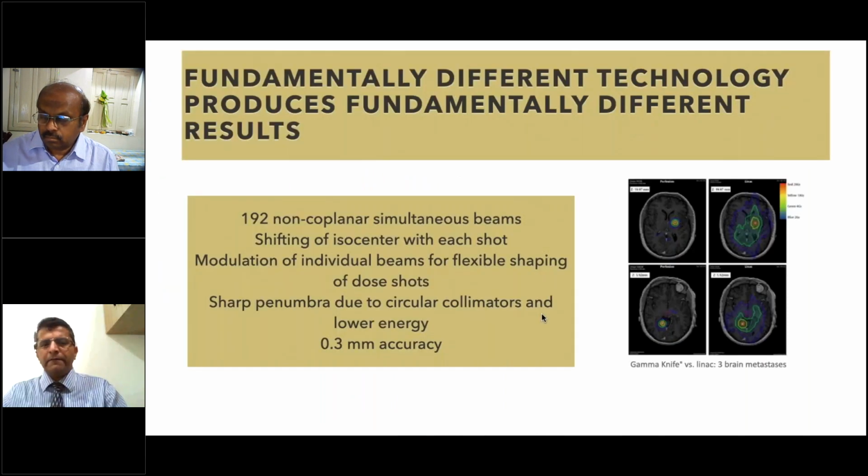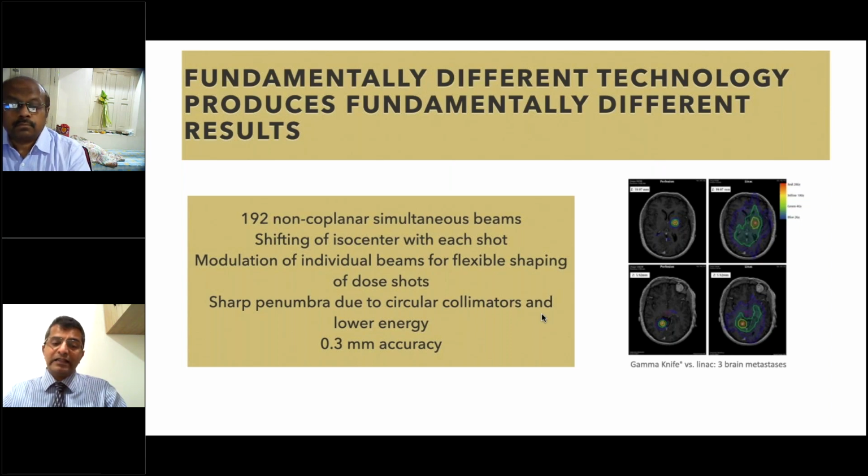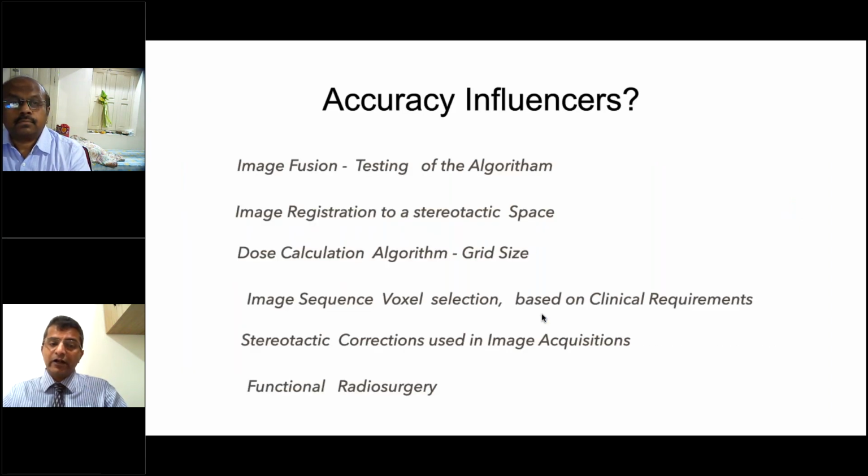So fundamentally, different technology produces fundamentally different products and different results. Here in Gamma Knife, there are 192 coplanar simultaneous beams and shifting of an isocenter with each shot. So each shot is an isocenter, and it is possible to modulate individual beams for flexible shaping of the dose shots. So there is a sharp penumbra, which is due to the circular collimators and lower energy, with almost 0.3 millimeter accuracy.